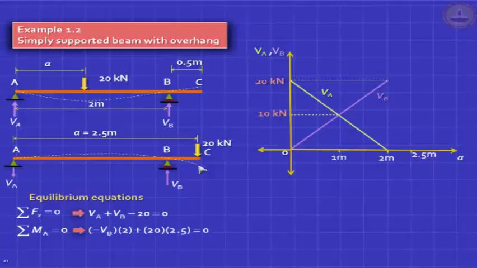Okay. I hope you know how to do that. Solve them. You will find VB is 25. You put only 20 kilonewton, you're getting a higher reaction. Why do you get higher? Why do you get a higher reaction?